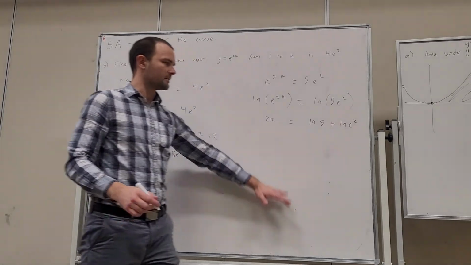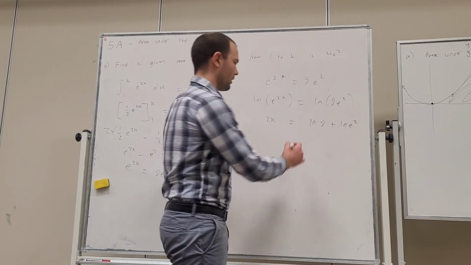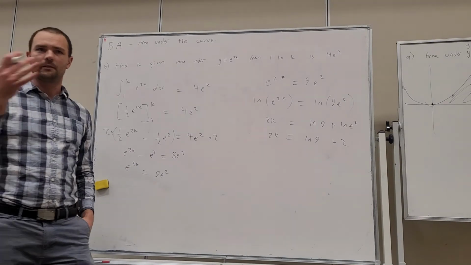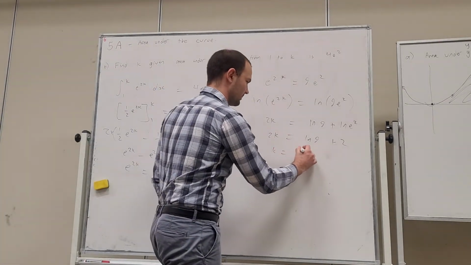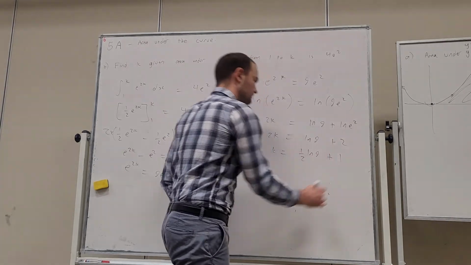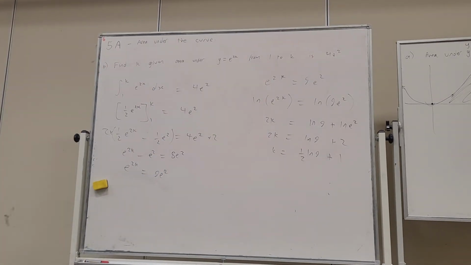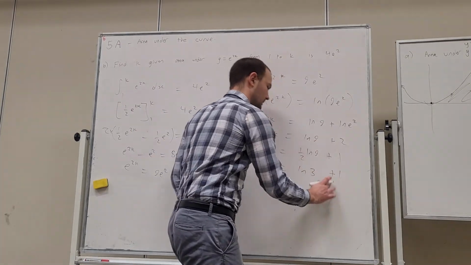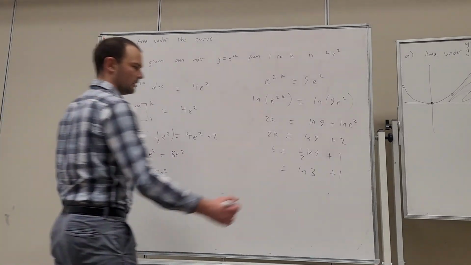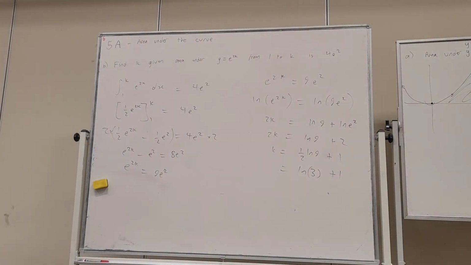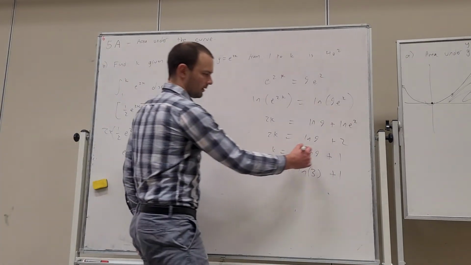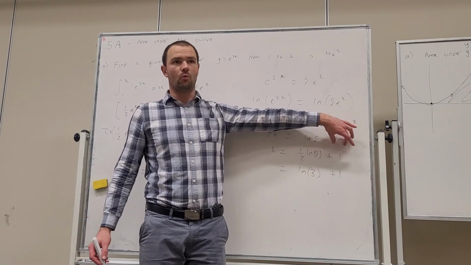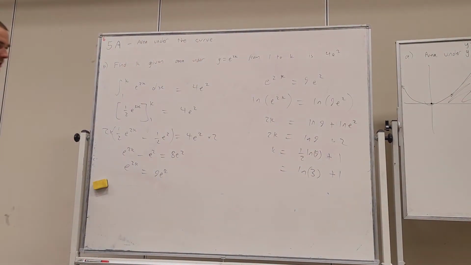What I'm going to do now is just fiddle with it a bit until it looks nice. That's going to be ln 9 plus 2. And we move the 2 over the other side, so k is going to be half ln 9 plus 1. Using the log law again, if the number's out the front, it can become the power there. So we'll have ln of 3, plus 1. We should write it like this, just to be really clear that it's the natural logarithm of this number, and then we've got 1 added on at the end. What a beautiful answer.